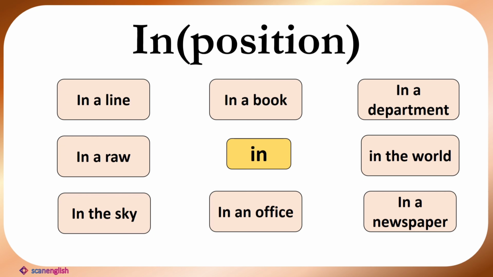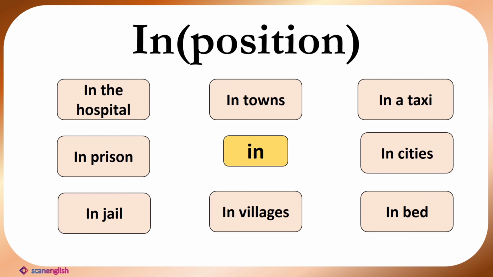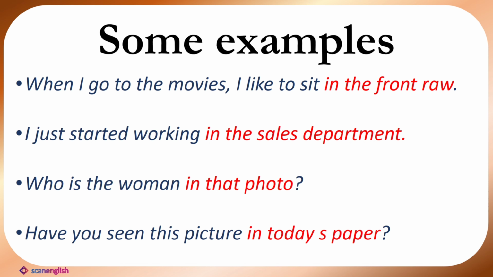In can be used for position too. We say something or someone is in a line, in a row, in the sky, in the world, in an office, in a department, in a book, in a newspaper, in bed, in the country or countryside. For these words in is used: in the hospital, in prison, in jail, in towns, in villages, in a taxi, in cities, in bed.